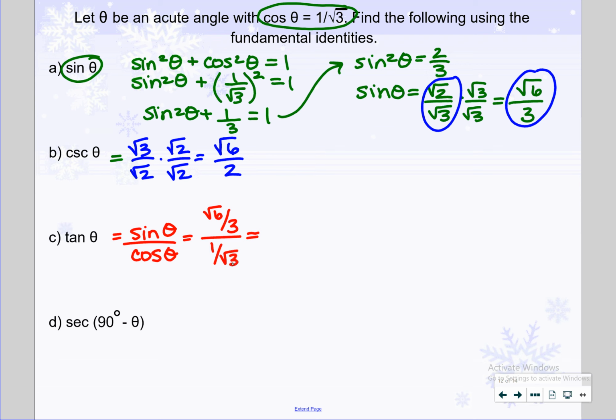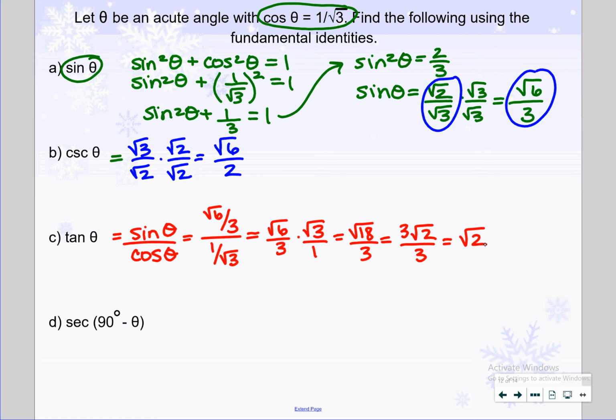All right. Instead of dividing by a fraction, I can multiply by the reciprocal. So instead of dividing by 1 over rad 3, I can just multiply by rad 3 over 1. That's going to give me rad 18 over 3. Does that simplify? Square root 18 breaks down to what? 9 and 2, so 3 rad 2 over 3, or rad 2.